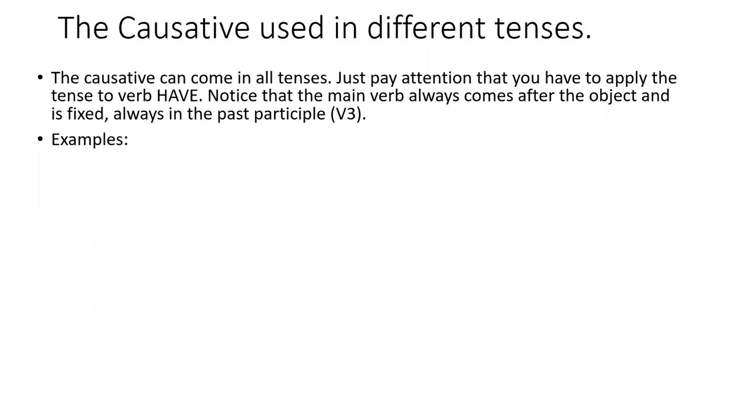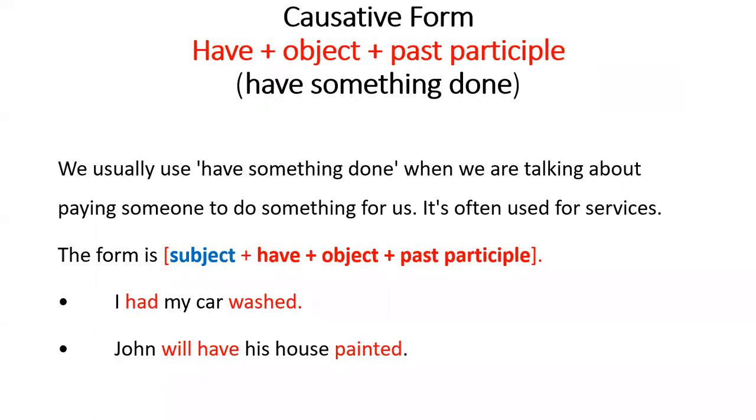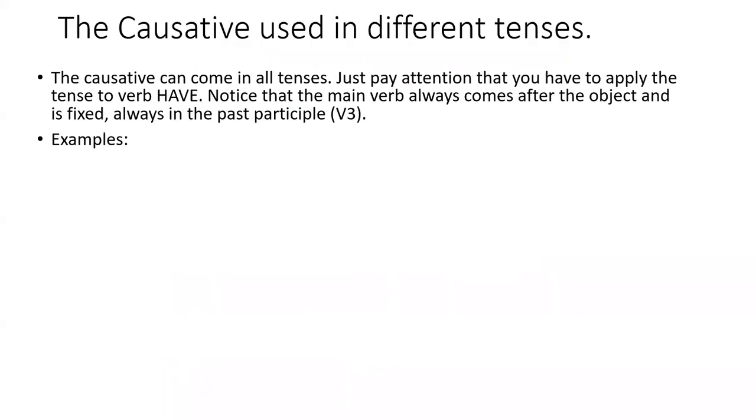The causative can be used in different tenses. So when we say that the causative is made of have plus object plus past participle, this have can come in all different tenses. It can come in the past or the present continuous, present perfect, the past perfect, all of them. Let's take a look.